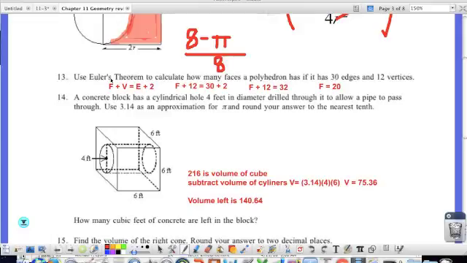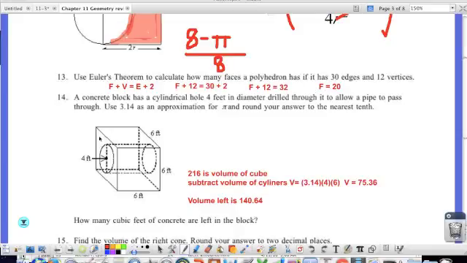For problem 13, use Euler's theorem to calculate how many faces a polyhedron has if it has 30 edges and 12 vertices. So you'll remember that Euler's theorem is faces plus vertices equals edges plus 2. So we've just plugged in numbers here. We want to solve for f. 12 goes in for the vertices, 30 for the edges, plus 2. So 30 plus 2 is 32. The number of faces plus 12 has to equal 32. You would subtract 12 from both sides and get that the total number of faces in the polyhedron is 20.